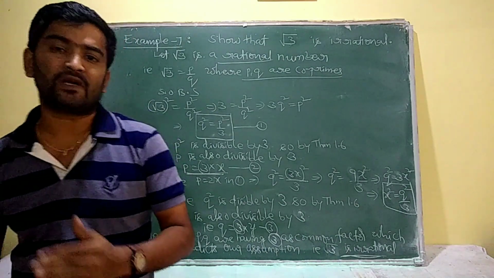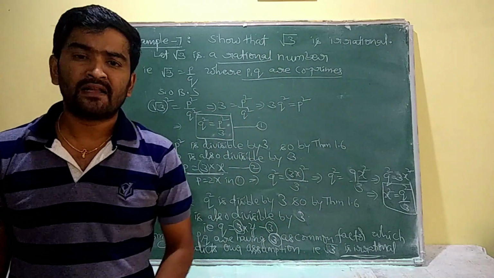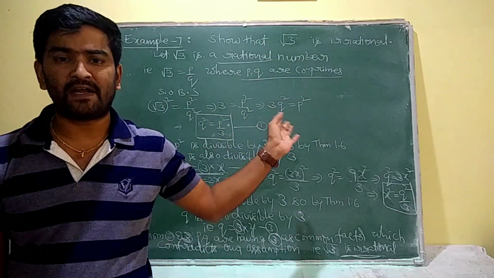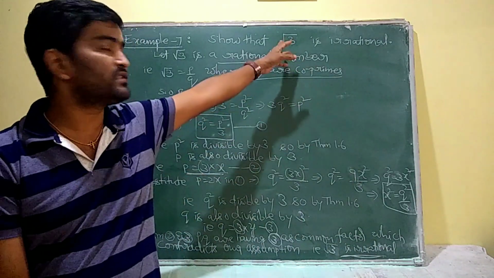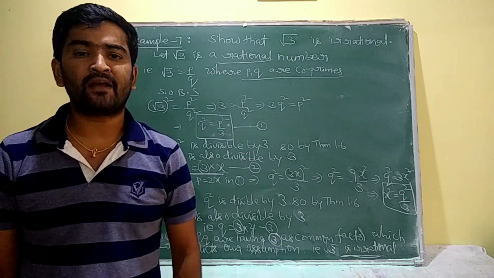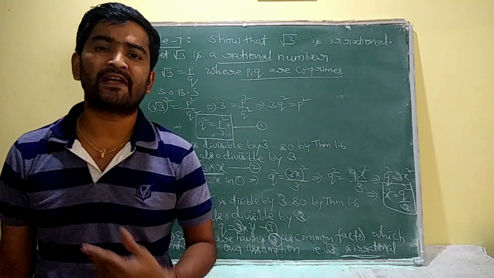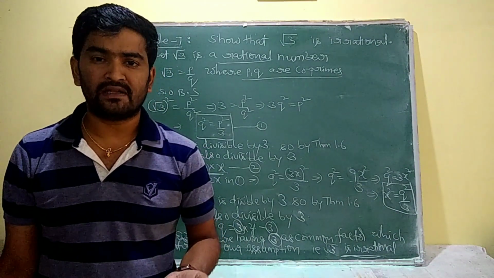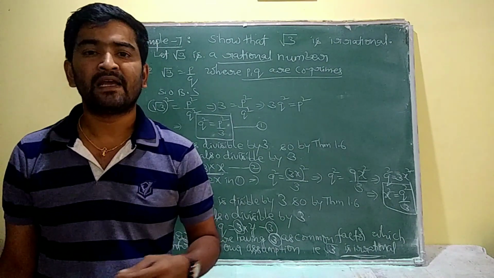Similarly, if he asks us to prove root 5 as an irrational number, we just have to change the 3 to 5. If he asks us to prove that root 11 is an irrational number, we just have to change that 3 to 11. If we know how to prove root 2 as an irrational number, then we can write any problem such as root 3, root 5, root 7, root 11, root 13 in a similar way.